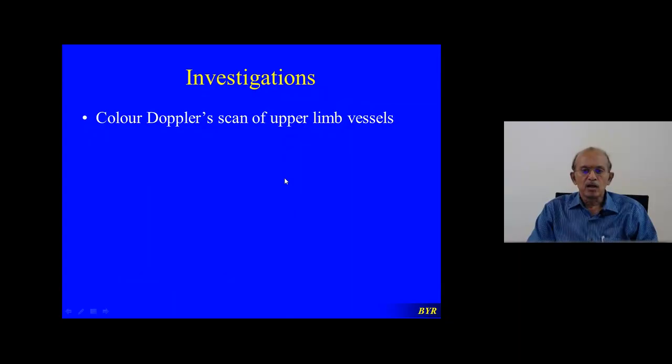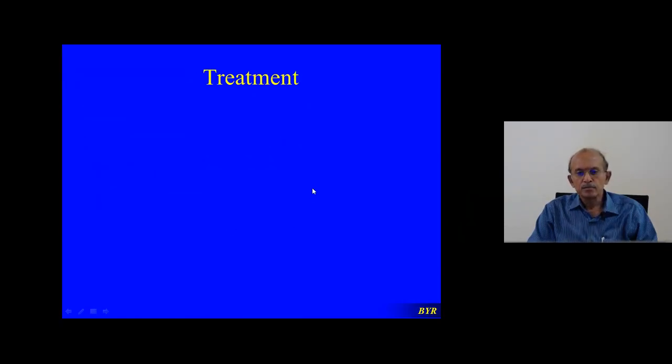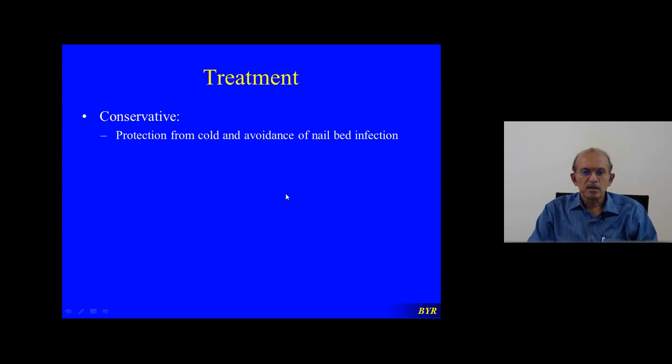Investigation: color Doppler scan of the upper limb vessels to look for any vascular disease. X-ray of the thoracic inlet to exclude cervical rib. Even in conditions like cervical rib, there will be this vasospastic problem. Treatment: protection from cold and avoidance of nail bed infections. Calcium channel blockers like nifedipine will be of help.